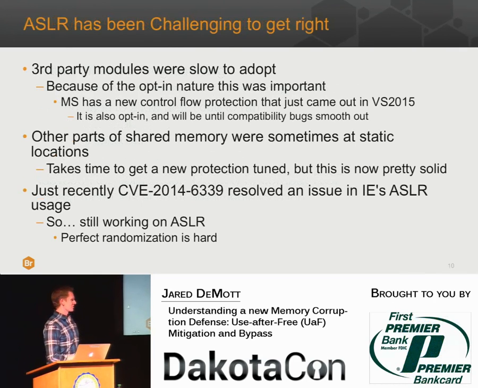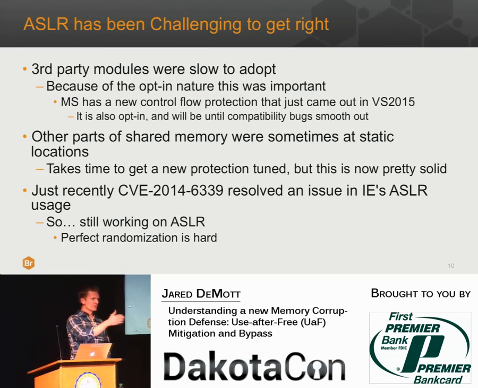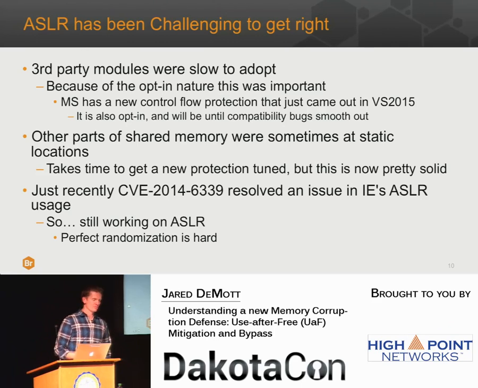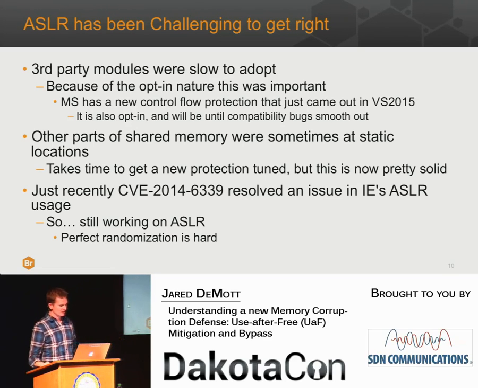Unfortunately, ASLR has been sort of challenging to get right historically. Third-party libraries, DLLs, were slow to adopt. It was an opt-in protection like many newer Visual Studio protections. There's another new Visual Studio protection called CFG that I might talk about if I have time. Those tend to be opt-in because you have to deal with existing code, right? So you have to always account for legacy, essentially.